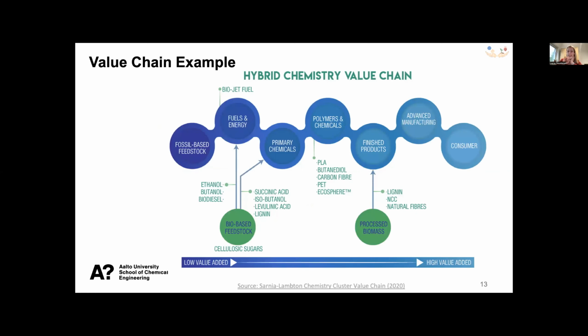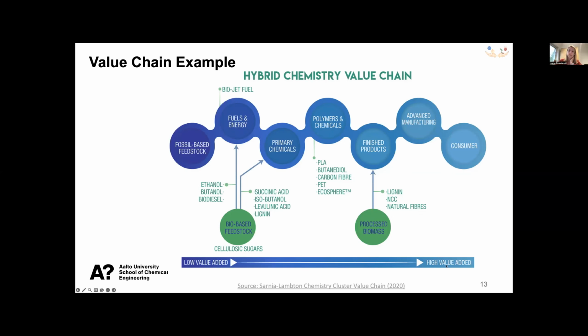Then if we want to take that same value chain, that's what they have done in this location called Sarnia, which is what they call a hybrid chemistry cluster. So how do we plug in some bio-based products? They implemented some new biorefineries that are using agricultural feedstock. This is a heavily agricultural area. And they are making new bio-based products such as succinic acid. They have some lignin extraction. They are making ethanol, biodiesel. And then as you go in this direction, we have more value.